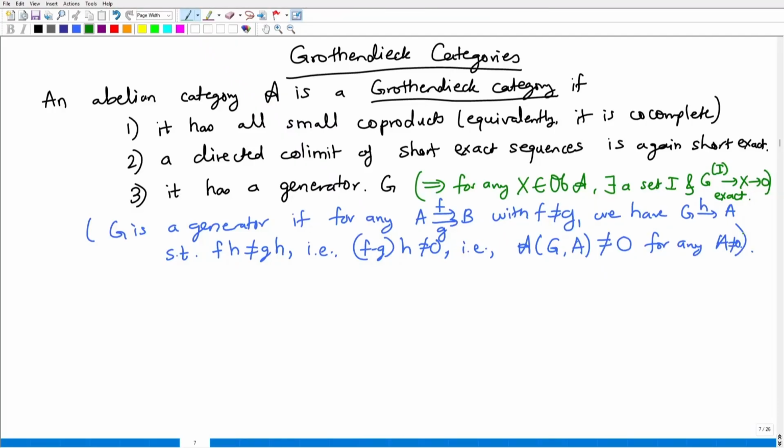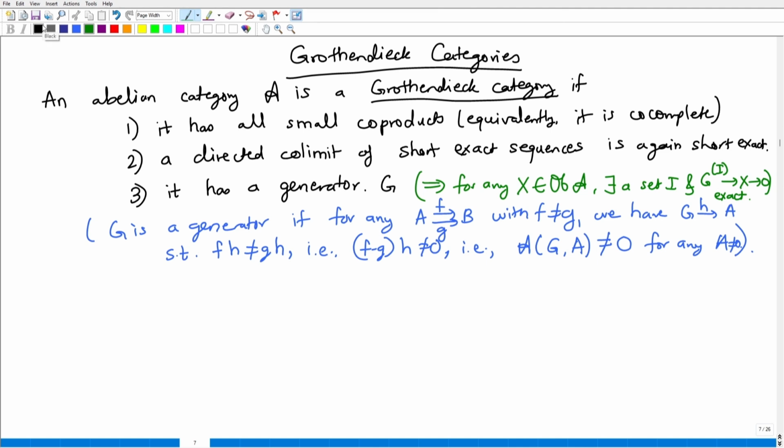We said this for locally presentable categories. Locally presentable categories have got finitely presentable objects forming a set, and then every object of that category is a directed co-limit of finitely presentable objects. Okay, so that time we said this. So, this third condition ensures that our category is not too large. The first one says that it is co-complete, and the second one says it has this desired property that finite limits commute with filtered co-limits. Yeah, so all these properties.